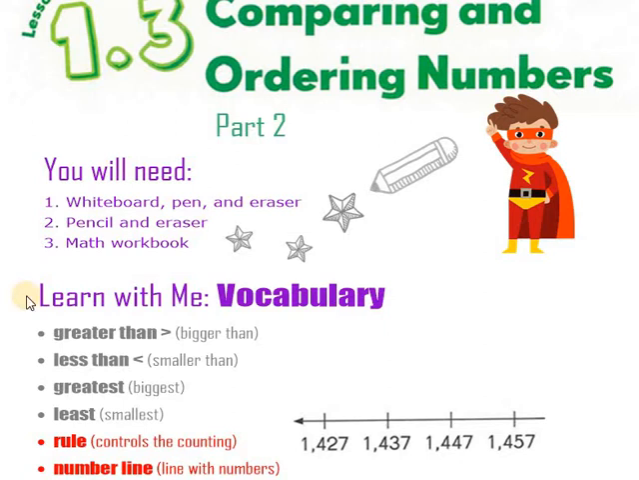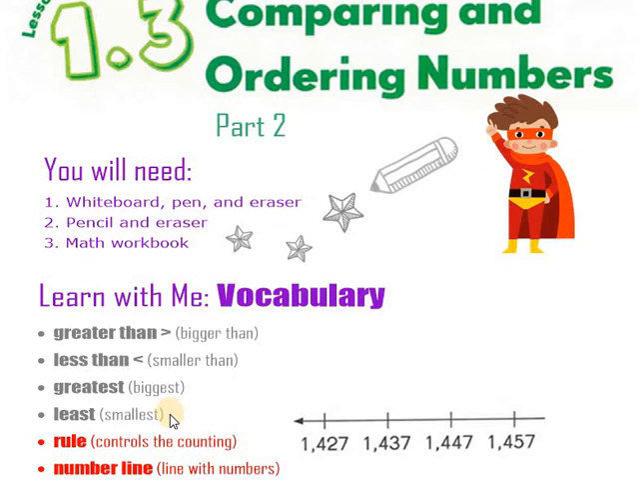Last time we had our lesson, we learned the word greater than, and we know that another way to say greater than is bigger than. And we also talked about the symbol and the direction the symbol points. We learned less than, and we know that it means the same as smaller than. We looked at the word greatest, which means biggest, and we looked at least, which means smallest.